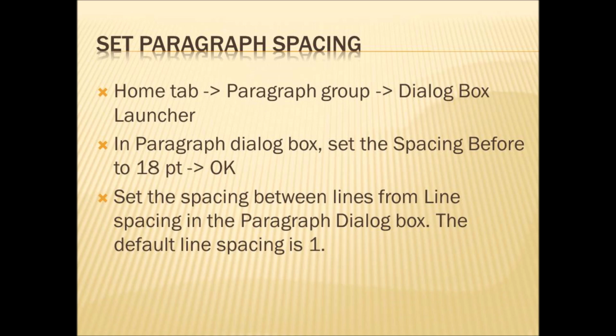And then set the spacing between lines from Line Spacing in the Paragraph dialog box. In the Paragraph dialog box itself, there is an option called Line Spacing. You can set the spacing between the lines with the help of that option. The default line spacing is 1. If you want more than that, you can set values like 1.5, 2, 2.5, etc. Like that, you can set the value for the spacing between the lines.